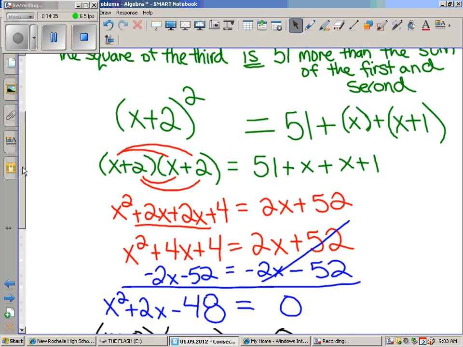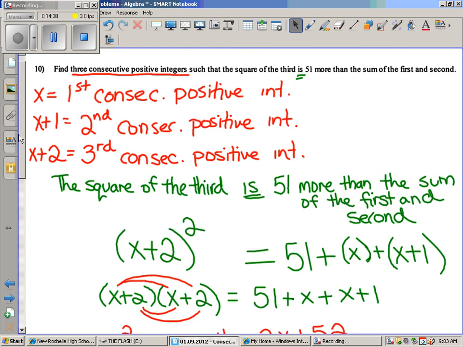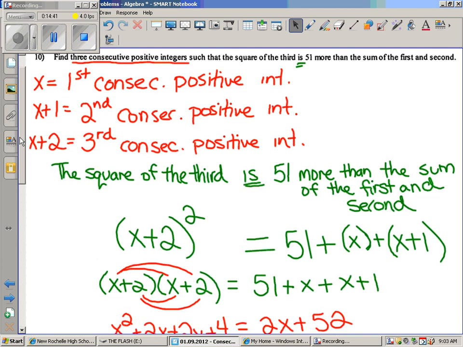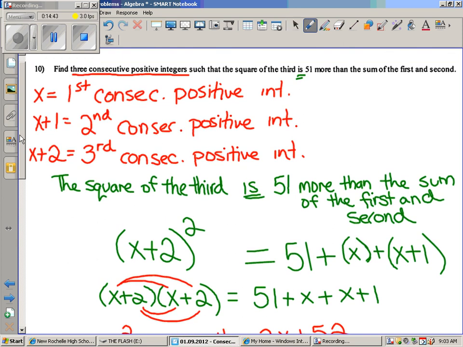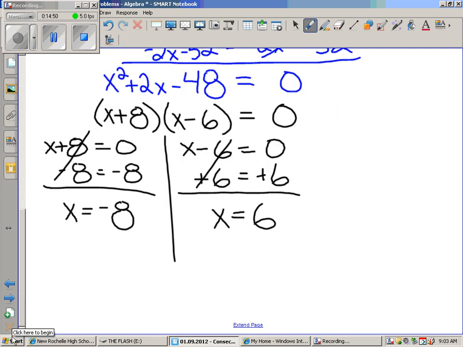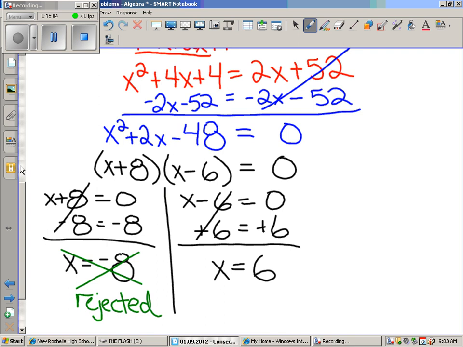No, because in the directions, what does it ask for? Positive integers. It asks for positive integers. Let's highlight this. So look at our answers. Which one are we going to reject? Rejected, because it's not positive. That means our answer is 6.